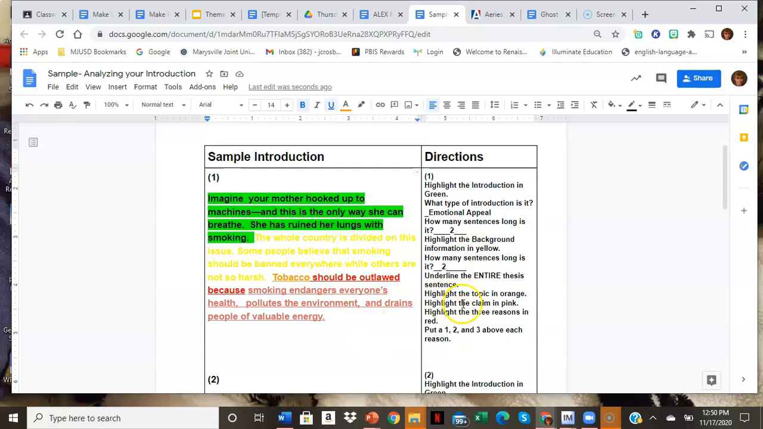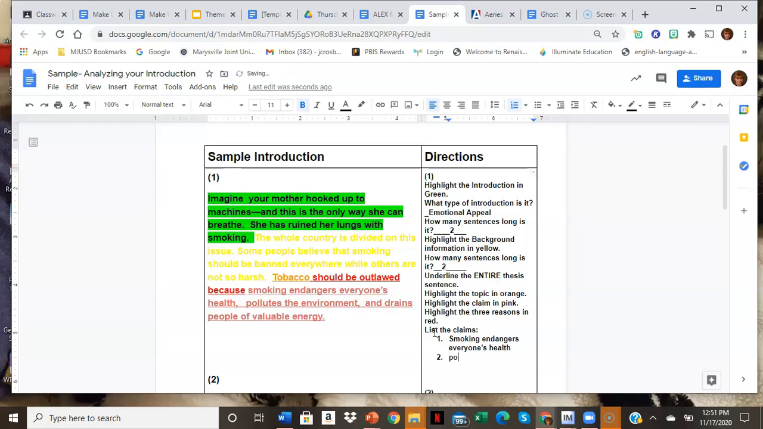Okay? Now, I need to put a 1, 2, and 3 above the reasons. I changed that and I said list the claims below, because it's hard to put the 1, 2, and 3. So my first claim is that smoking endangers everyone's health.